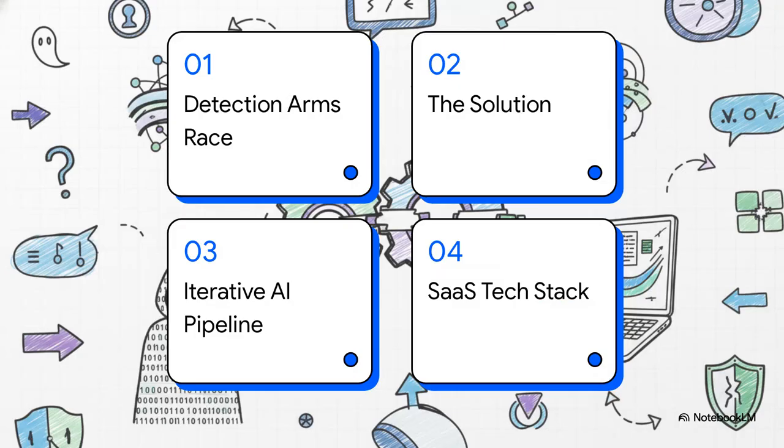All right, here's our roadmap for today. First, we'll map out the current AI detection arms race. Second, we'll examine the AcademicHumanize solution itself. Third, we'll pull back the curtain on its iterative AI pipeline. And finally, we'll geek out a bit on the SaaS tech stack powering the whole operation.